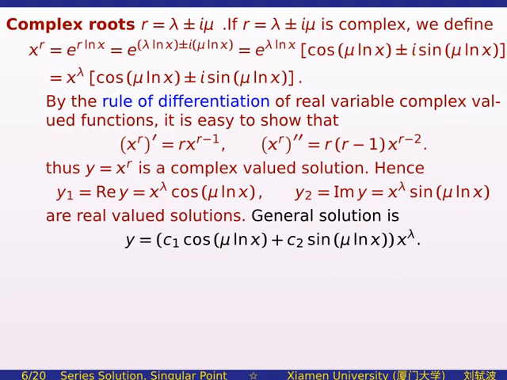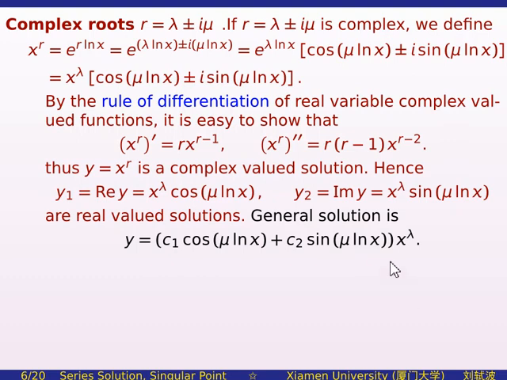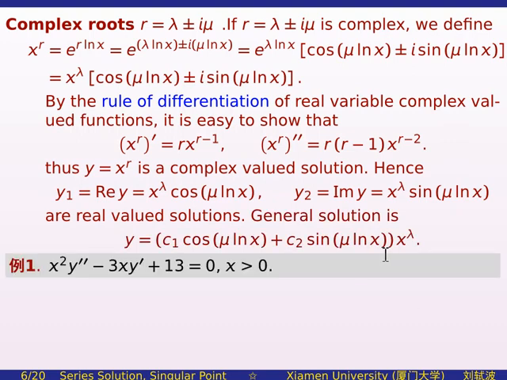Okay, now we consider an example. x squared y double prime minus 3x y prime plus 13y is 0. So this is a typical Euler equation. Alpha is minus 3 and beta is 13. Okay. So for this equation, we take a solution of the form y equals x^r.